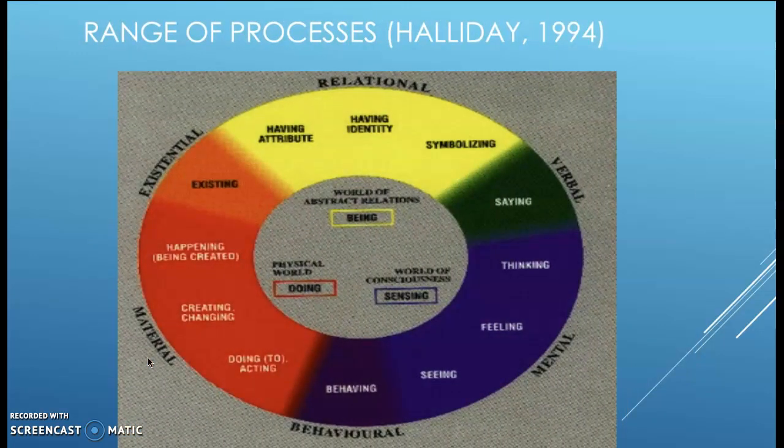So there are a range of processes, and this visual from M.A.K. Halliday shows some of the processes that are there. Processes are these verbs and these actions that we all engage in. If we start here, there are verbal actions, those saying verbs. There are mental actions like thinking and feeling and seeing. There are those behavioral verbs. There are processes having to do with existence and material or action that can be observed.